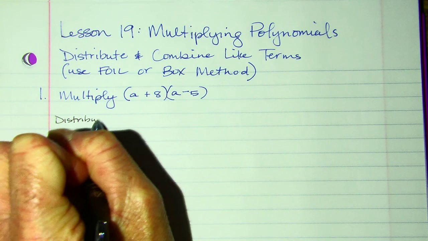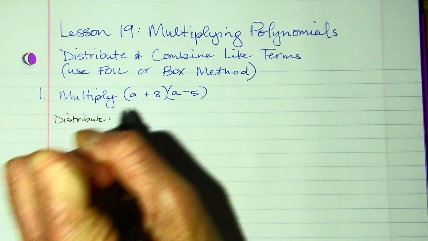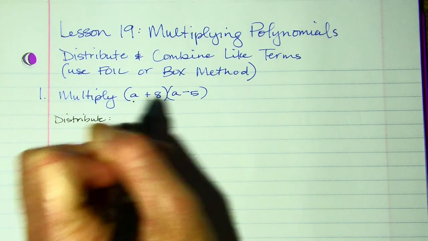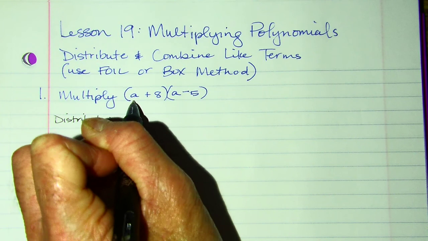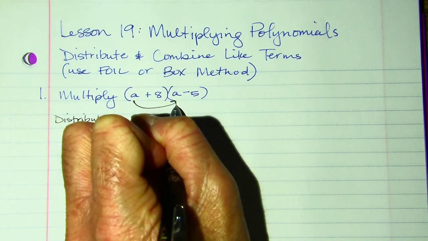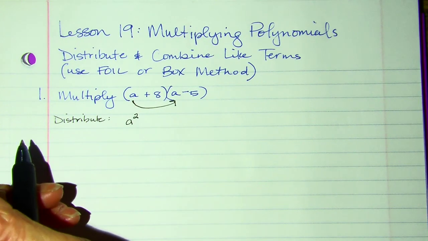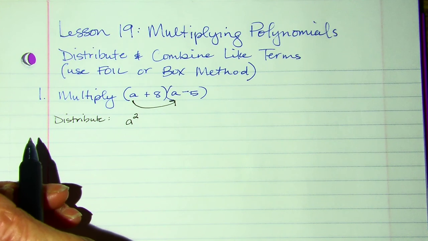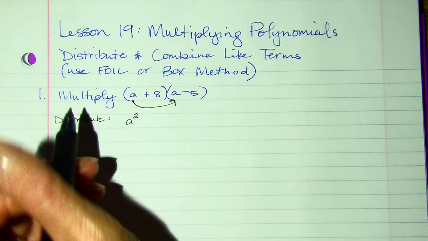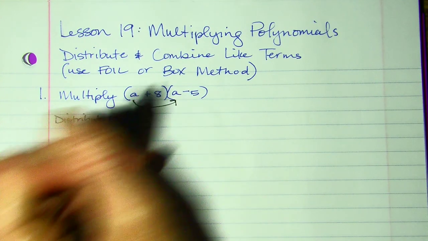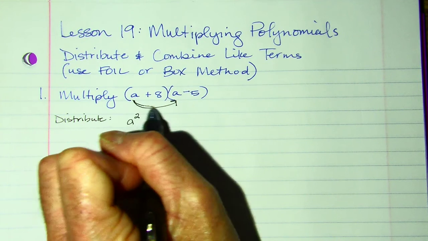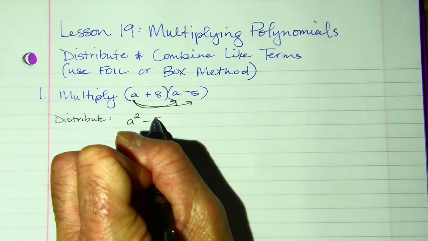And when I say distribute, you have to multiply everything in the first polynomial by everything in the second. So first term times first term here is a squared. Now, only when we multiply do we change our exponents. So a to the first times a to the first is a squared. A times negative 5 is negative 5a.